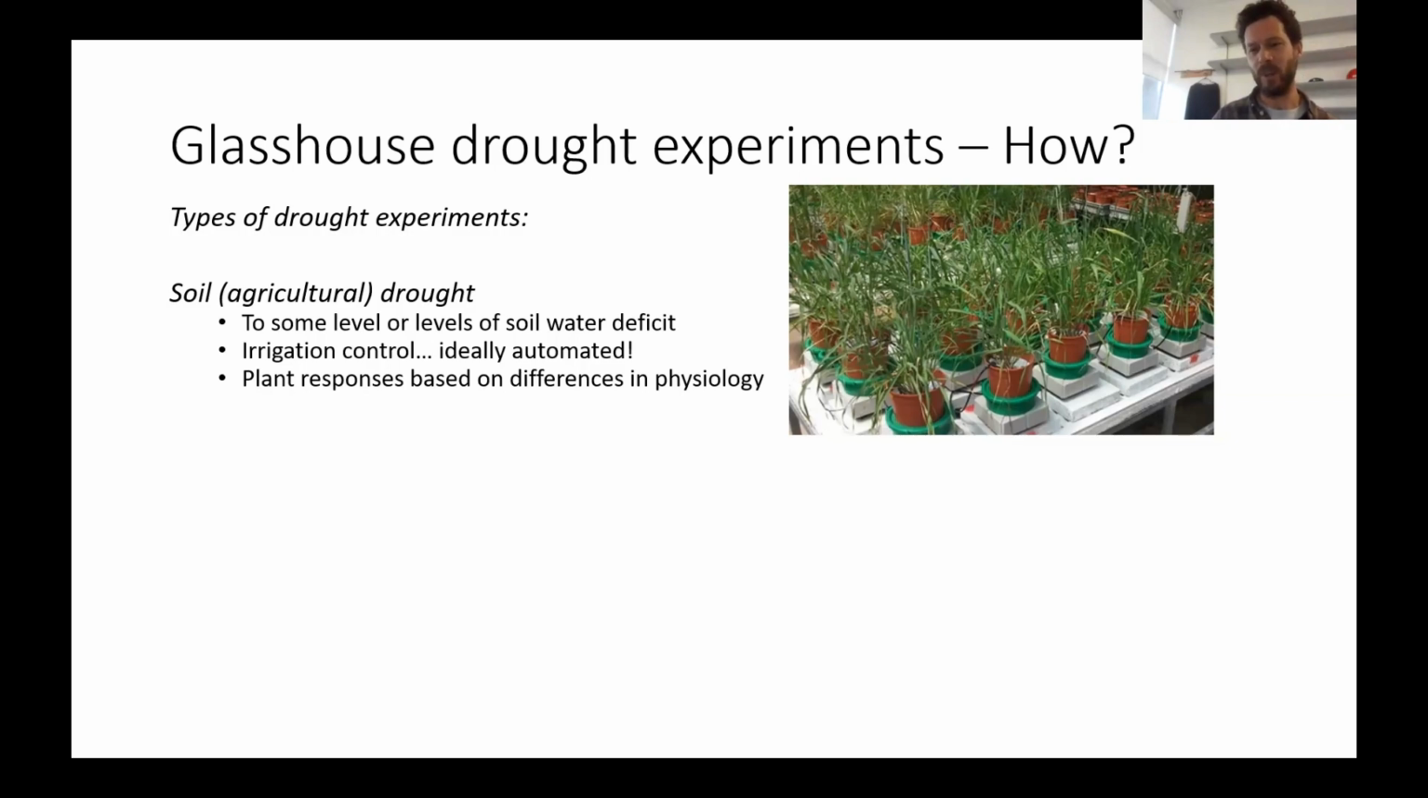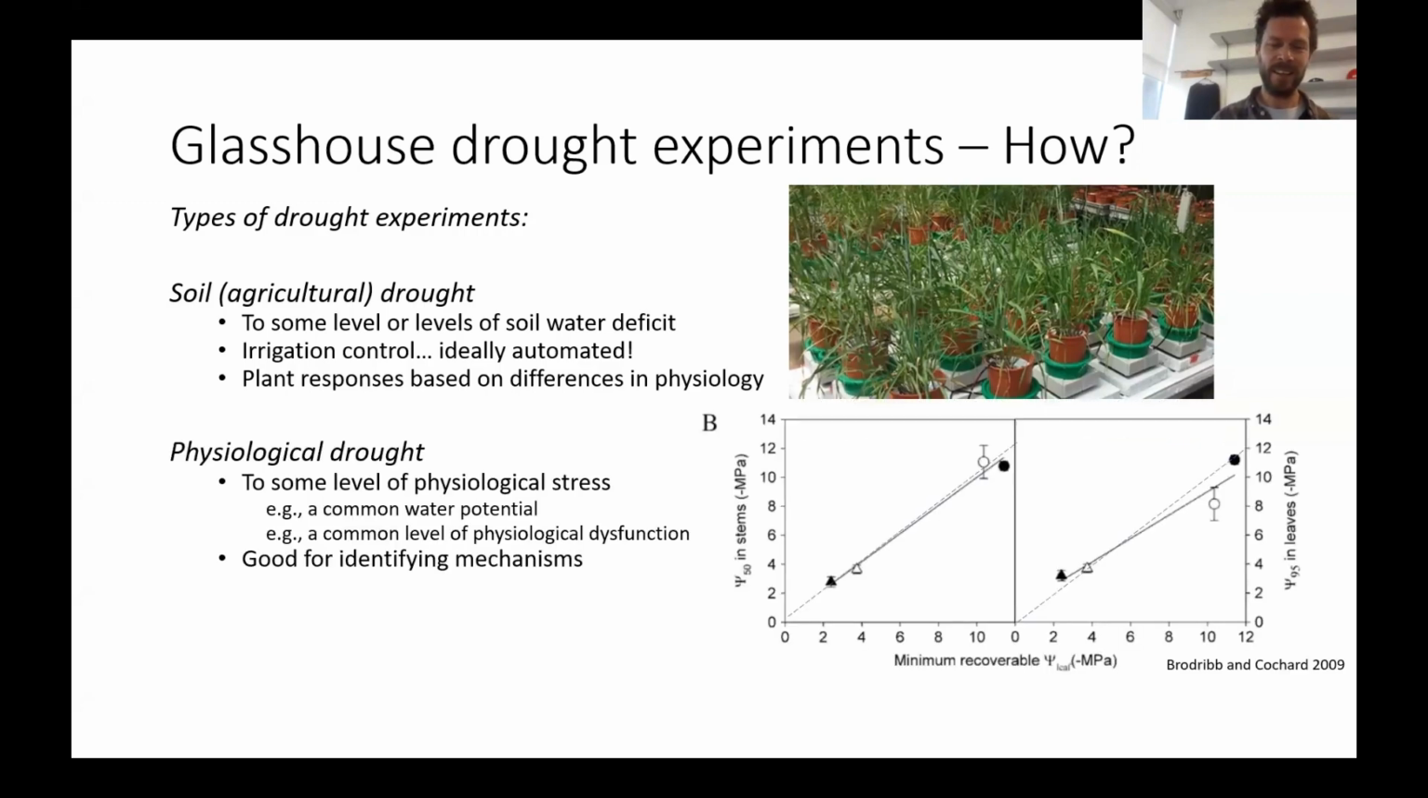I've run experiments weighing pots, basically trying to homogenize the level of drought stress across plants of different size. We'll get onto that in a minute, and trying to manage that drought experiment based on the water use of the smallest plant. So you're re-watering larger plants to a greater extent than others, and it's an absolute nightmare. So controlled irrigation is definitely the key.